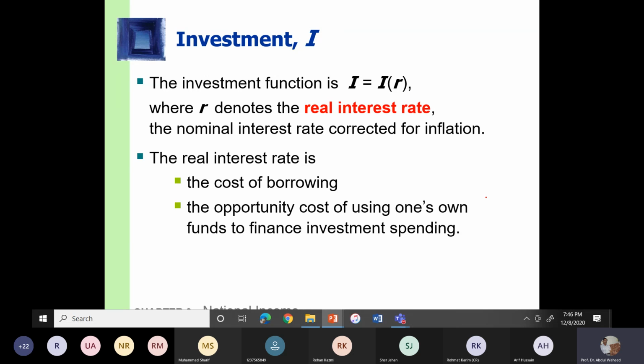So the highest return that you gave up would be the opportunity cost of using your own fund. So what do you think, अगर real interest rate बढ़ जाएगा तो investment पे क्या इफेक्ट पड़ेगा? इन्वेस्टमेंट जो है वो कम हो जाएगा या बढ़ जाएगा? What will happen?